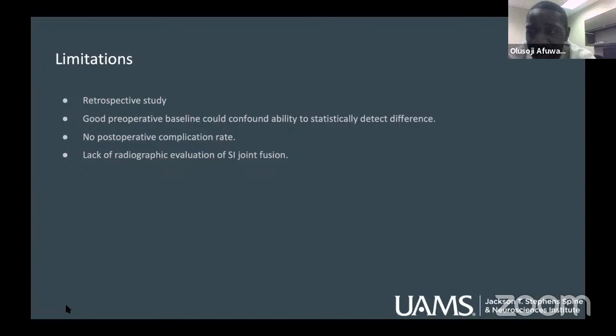Now, this paper also failed to discuss any postoperative complication rates, so it's still unclear if there is a difference in that regard. And also, as we've been discussing earlier, they didn't show any evidence of SI joint fusion or discuss how they evaluated those who benefited from the procedure. So it's still unclear if there was any significant difference radiographically, so to speak.